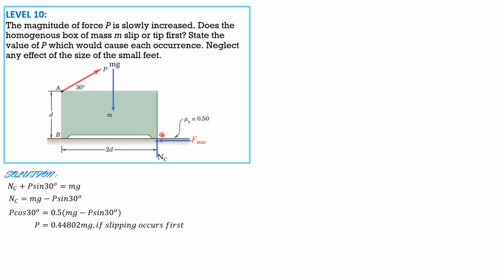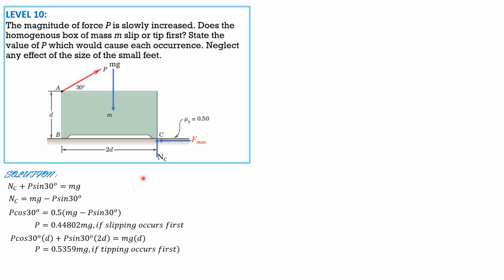Then if tipping occurs first, we sum up moment about C. We have horizontal component clockwise, vertical component clockwise also. The only counterclockwise is that of mg. So P cosine 30 times D plus P sine 30 degrees times 2D equals mg times D. So cancel out D, solve for P. P is equal to 0.5359 of mg if tipping occurs first.